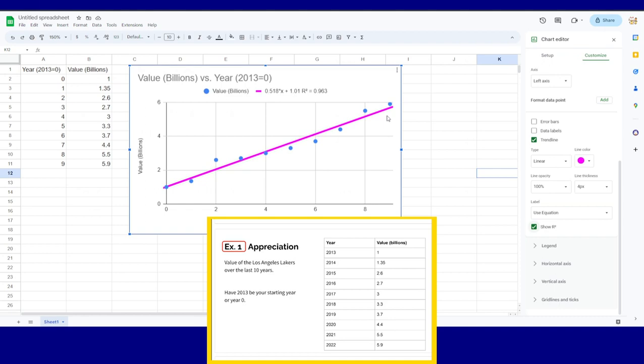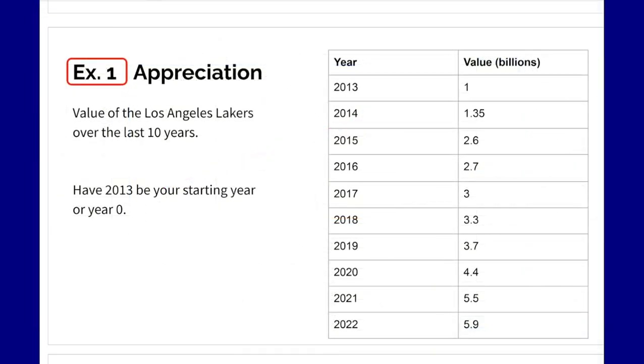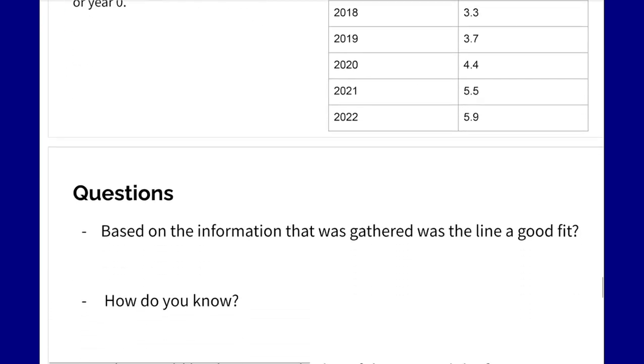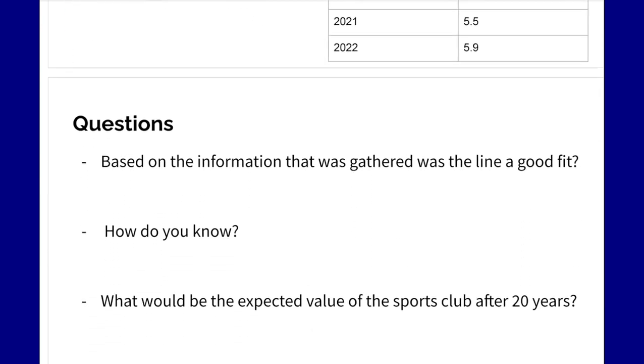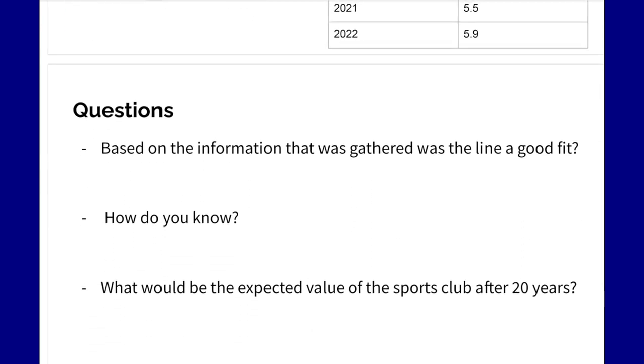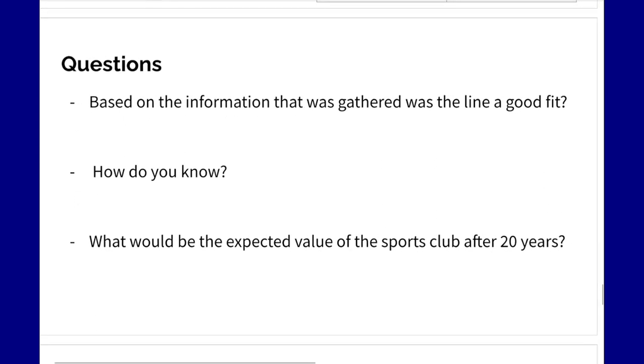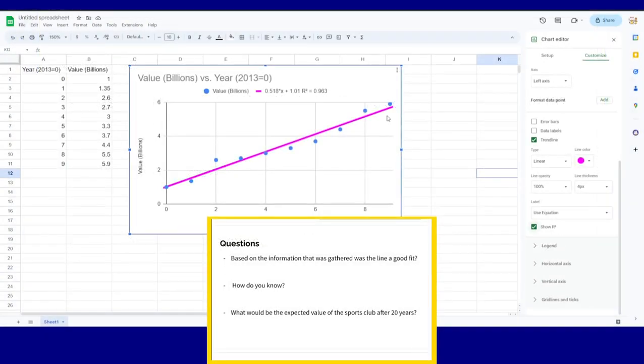So if we go back, we'll bring it up when we look at a couple questions. We want to say, okay, based on the information that was gathered, was the line of best fit good? Well, we can pop it back up, and we see that, again, because of that r squared value and looking at the data, we could say that yes, it is a good fit.